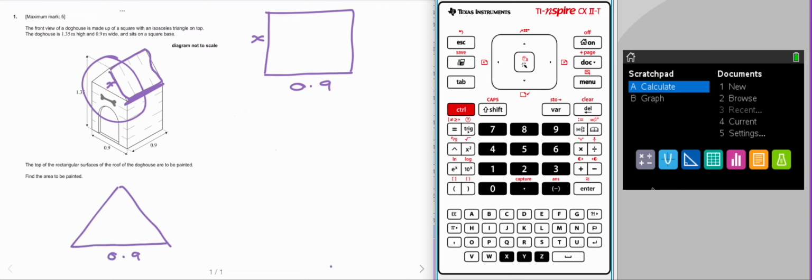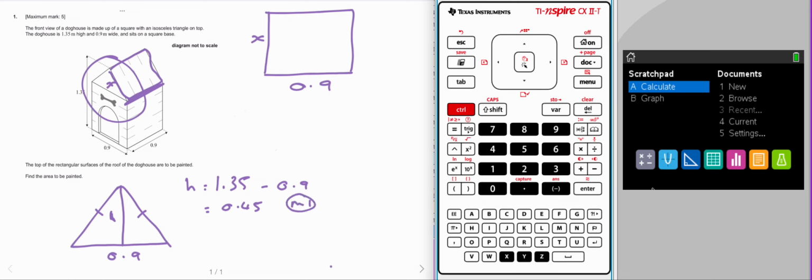This is our isosceles triangle. This is 0.9 meters. So the first thing we may need to do is work out the height of this triangle. So the height is going to be 1.35, which is the total height, minus 0.9, which is 0.45. That's going to be our first mark, 1.